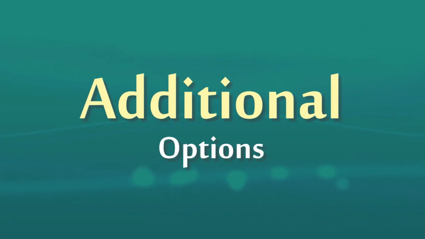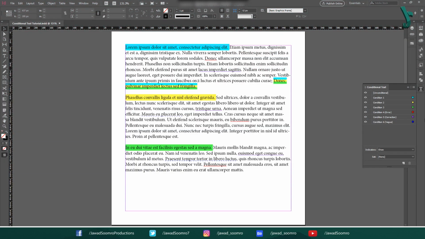Additional options. The last thing that I want to tell you about this panel is the top right corner button that looks like a hamburger. After you click on this option, you will get the drop-down menu. The first option is the Hide option. When you click on this option, the set option will be hidden from this panel. When you click on the Show option, the set option will come back to this panel.